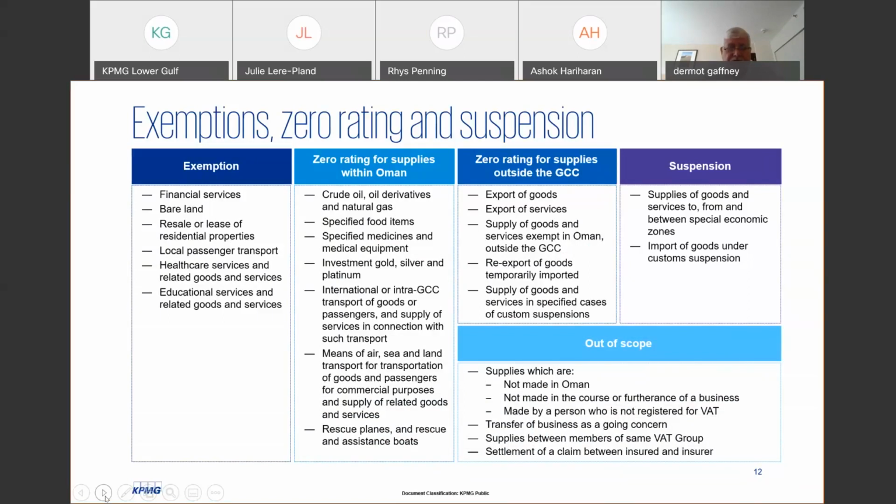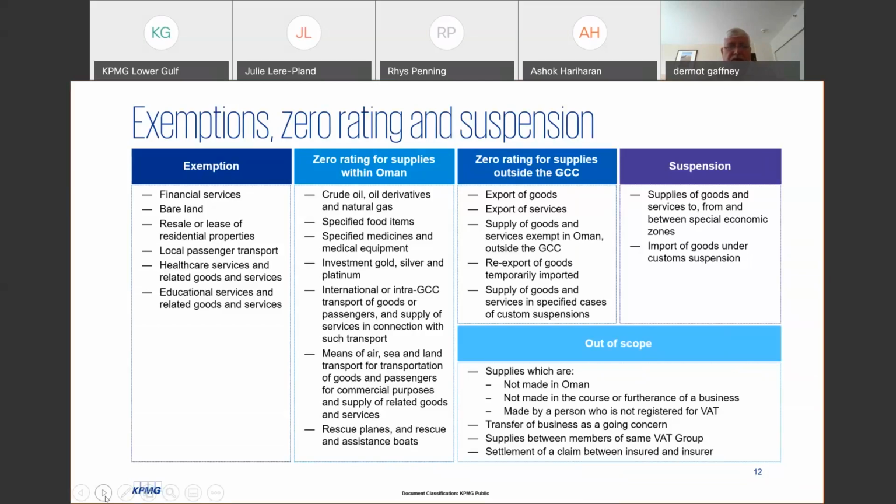There are specifics for the zero rating, and I'm not going to go through those, but they do include medicines and medical equipment. A list has yet to be published by the tax authority on which specific medicines will be covered in that. There is a list of some 79 specific food items which are zero rated, and that clarification is already out there. And then you've got a zero rating for supplies that are made outside the GCC. Those are export of goods or export of services.